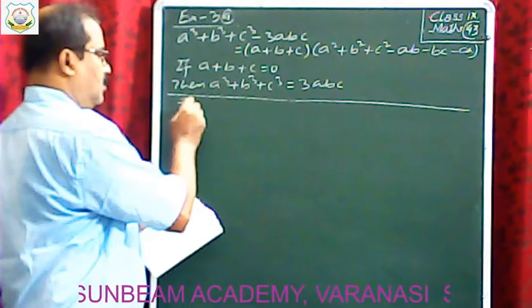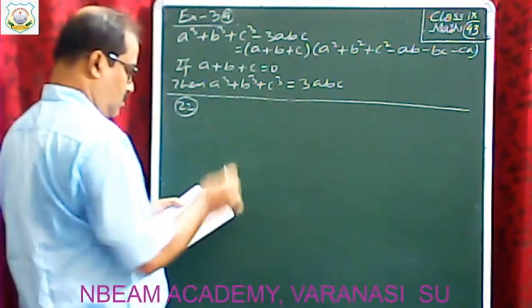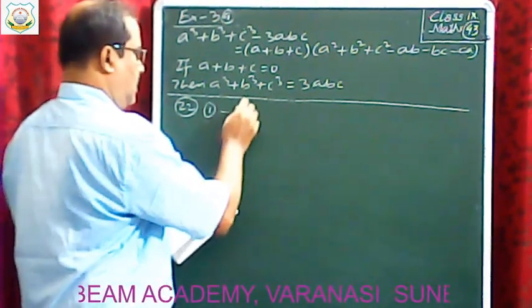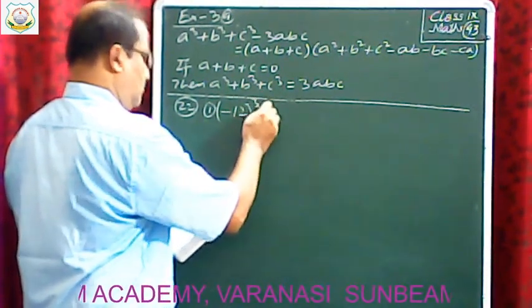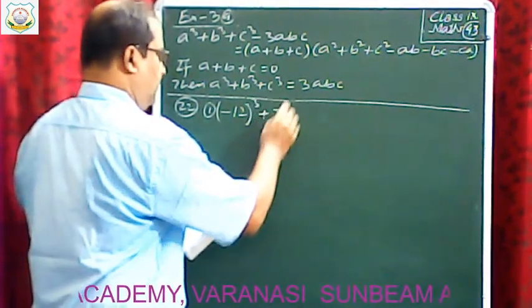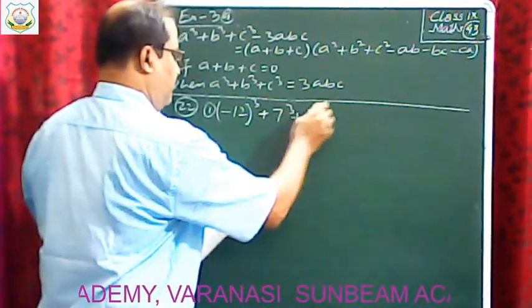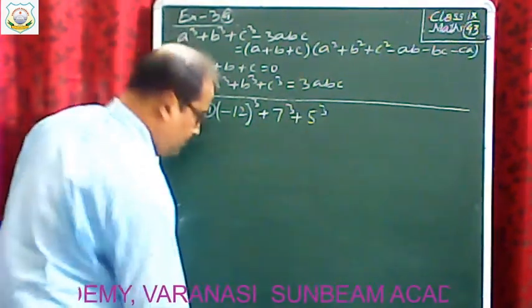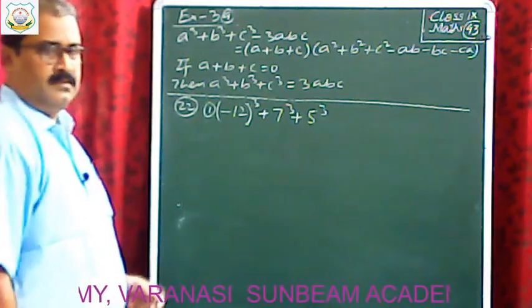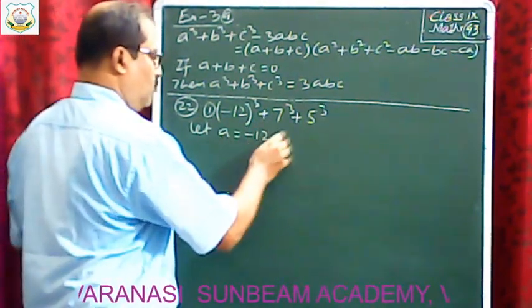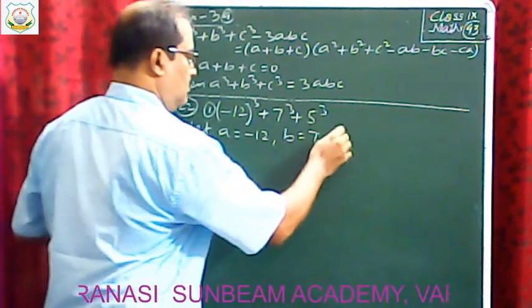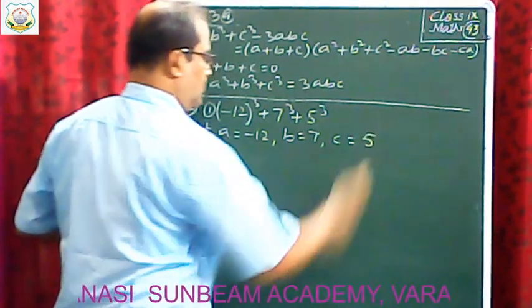Evaluate question number 22: minus 12 whole cube plus 7 cube plus 5 cube. First, we have 3 terms. Suppose let a be the first term, minus 12, b the second term, 7, and c the third term, that is 5.